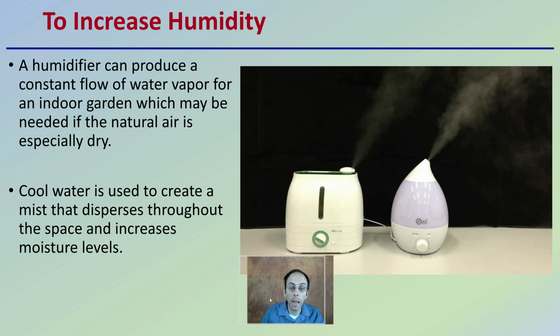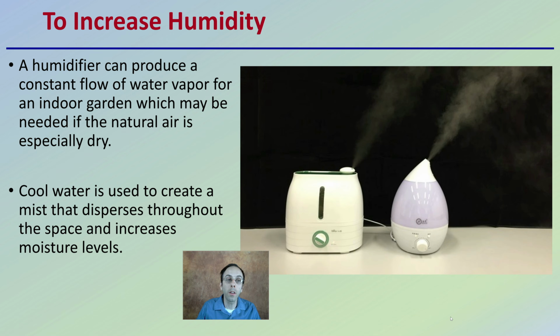If you're in the opposite situation where you want to increase the humidity levels, you want to use a humidifier. These can produce a constant flow of water vapor for an indoor garden, which may be needed if natural air is especially dry. This could be particular to your region. This is also because heaters could naturally dry out the air. Cool water is used to create a mist that dissipates throughout the space and increases those moisture levels, again, to bring them up to your desired target levels.